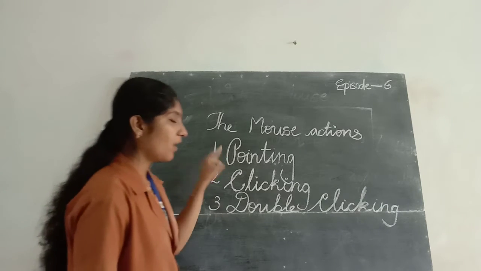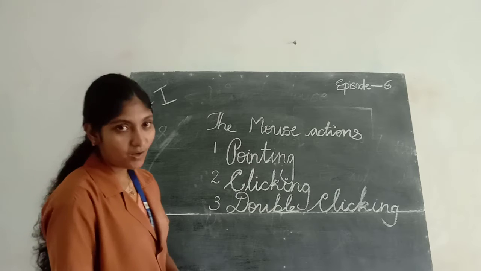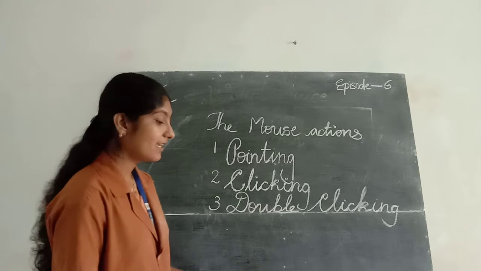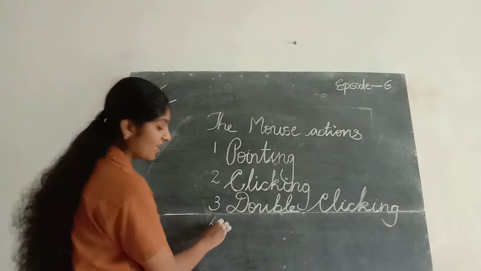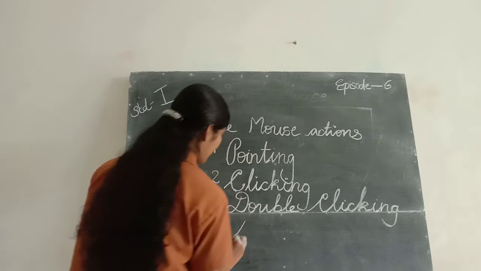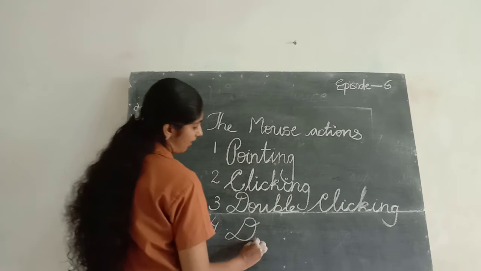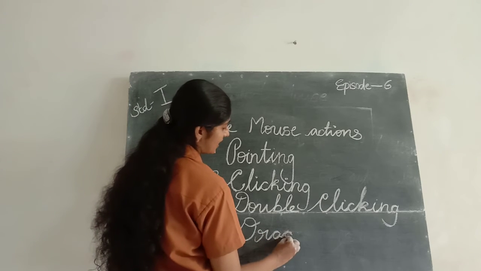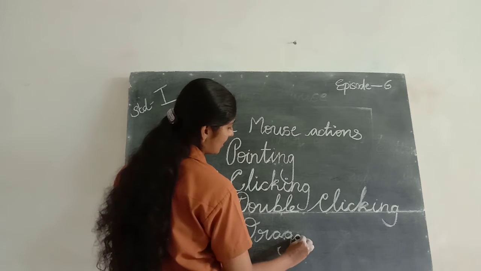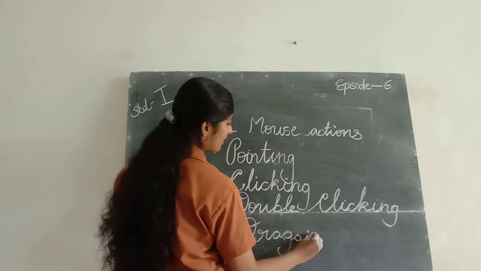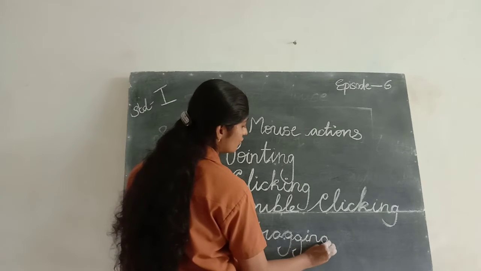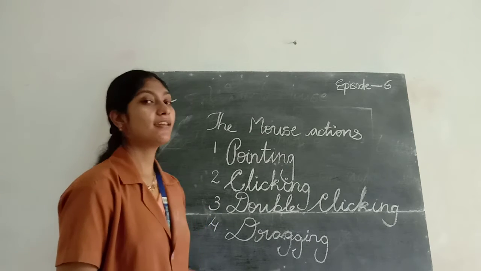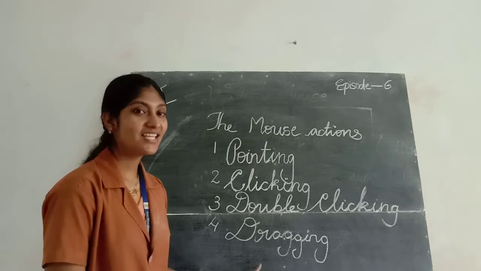First one pointing. What is the first action? Pointing. Second action clicking. Third action double clicking. And fourth action is dragging. D-R-A-G-G-I-N-G, dragging.